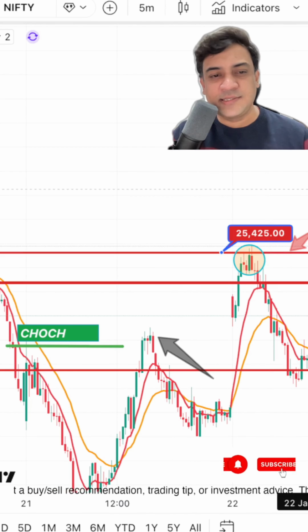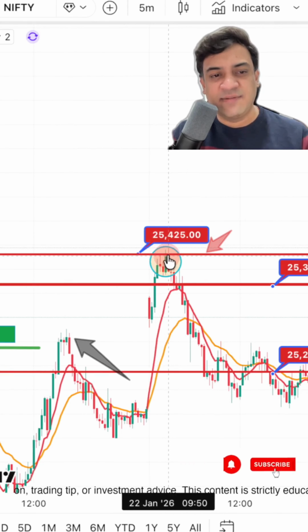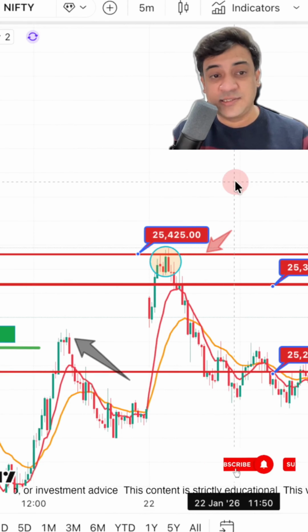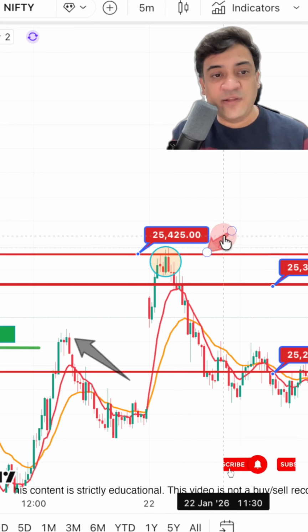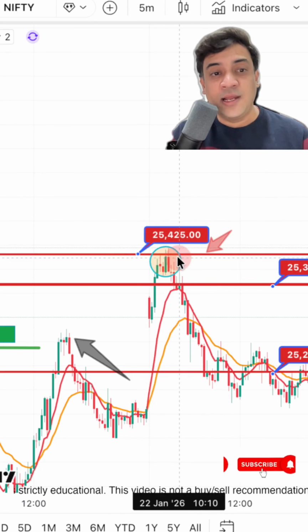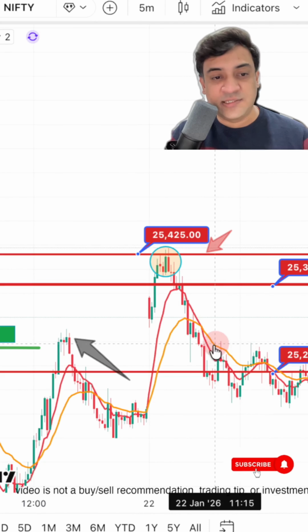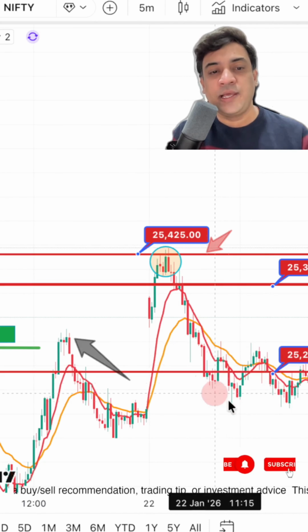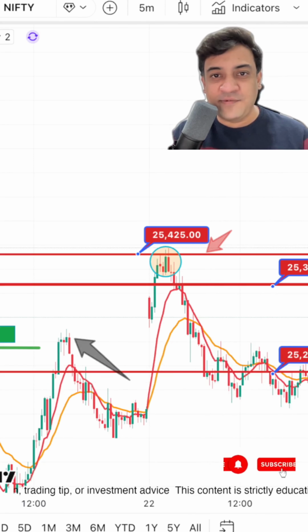And look at this, guys. I said 25,425 would be the last level as the potential resistance. And look at this market, exactly from 25,425, exactly at this level. It took a nice steep retracement to the first resistance I have shared and hovered around this level, guys. Now you tell me if these levels are powerful enough for you to consider.